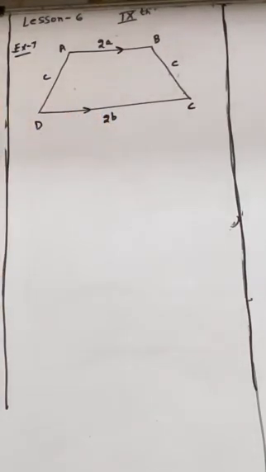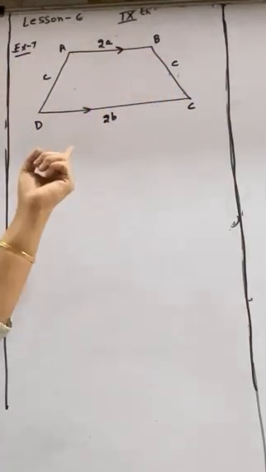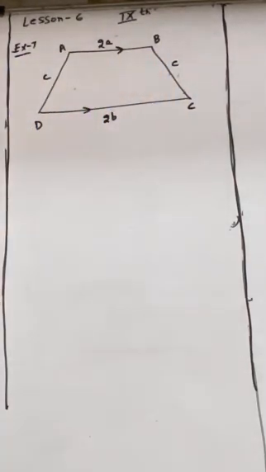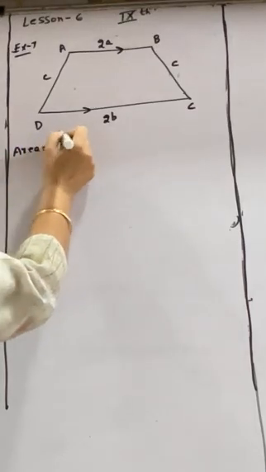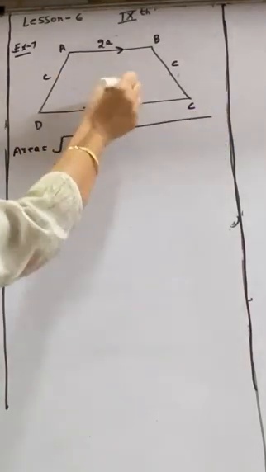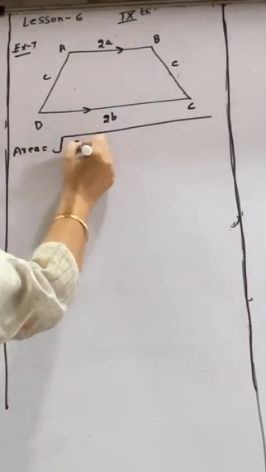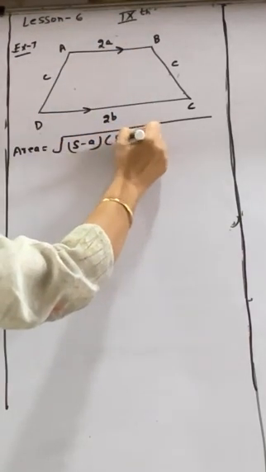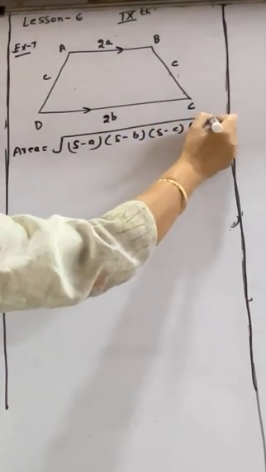Now always remember, an isosceles trapezium is a cyclic quadrilateral. Cyclic means its four vertices will touch the boundary of the circle. Okay. So since it is a cyclic quadrilateral, to find the area of this cyclic quadrilateral, which is an isosceles trapezium, we will use the Brahmagupta formula: square root of S minus A, S minus B, S minus C and S minus D, right?